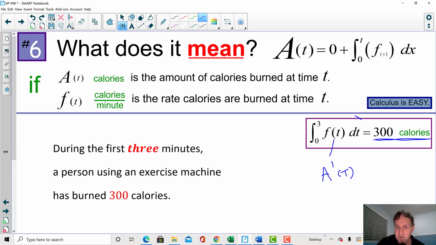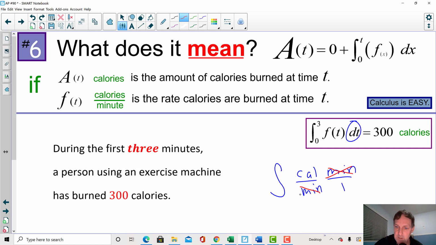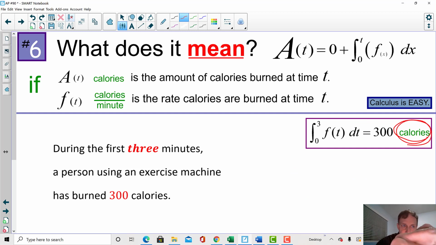Now, if you plug this in your calculator, you get 300. But how do we know it's calories? Well, if you look at the F function, it's calories per minute. So we're doing the integral of something that has units of calories per minute. And then the dt is a time, so it's going to have the same units of time. It's going to be minutes. So what's happening here is we're canceling one unit of time from the top and the bottom. So our final units are just going to be calories. So that's how I know it's 300 calories. And if something is equal to 300 calories, that's basically just going to be the amount of calories burned. That's pretty easy. And it would be during this time interval.